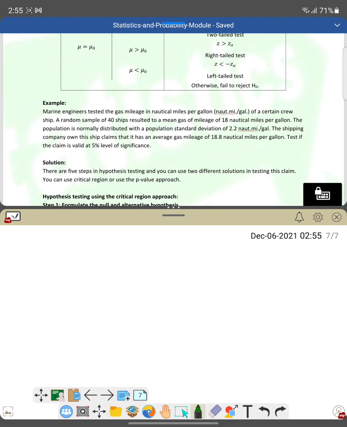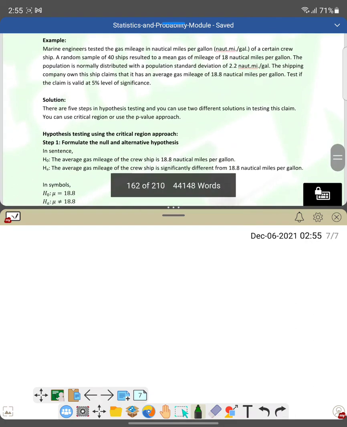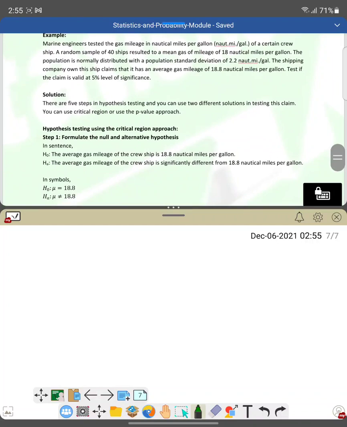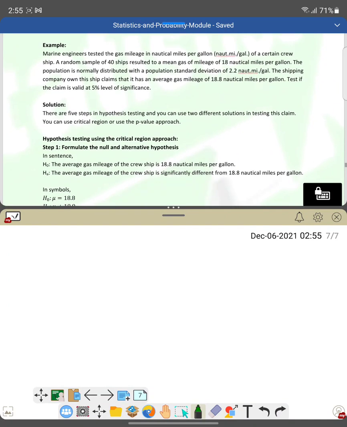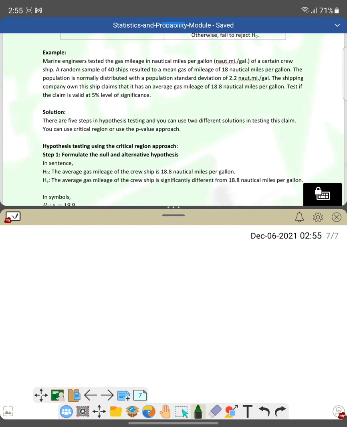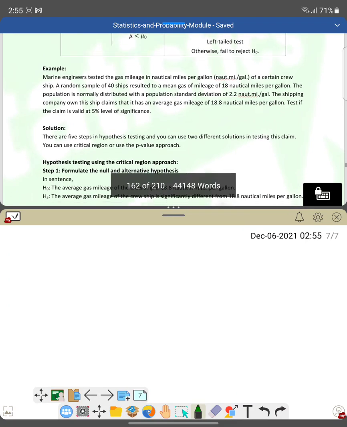First, of course, we are going to follow the steps that we have mentioned above. There are 5 steps in hypothesis testing. You can use 2 different solutions in testing this claim: you can use the critical region, or you can use the p-value approach.